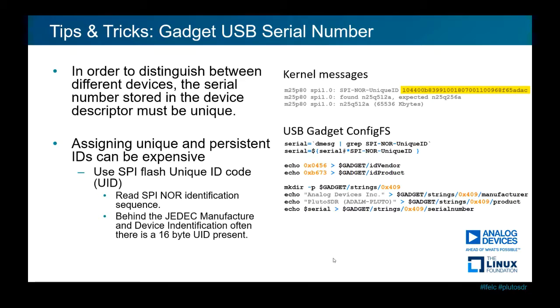So we looked around and actually found that the SPI NOR flash has a unique ID code. And that unique ID code is right behind the JEDEC manufacturer and device identification. It's not present on all SPI NOR flashes, but Micron has it. And this is really useful. It's a 16-bit unique ID. What we do is read this and print it to the kernel console, the kernel message, when the system boots. So when we create the USB gadget, we just use grep on dmesg, get the SPI NOR unique ID string, and assign it to the gadget string serial number, and that works pretty nicely.